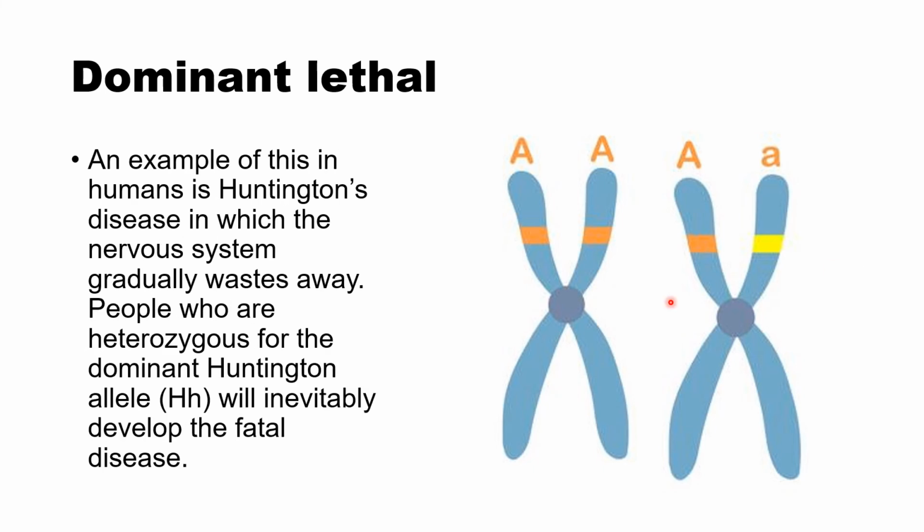An example of this in humans is Huntington's disease, in which the nervous system gradually wastes away. People who are heterozygous for the dominant Huntington allele will inevitably develop the fatal disease. So that is the classic example of a dominant lethal, Huntington's disease. The affected part is our nervous system, which decays until such time that you die.